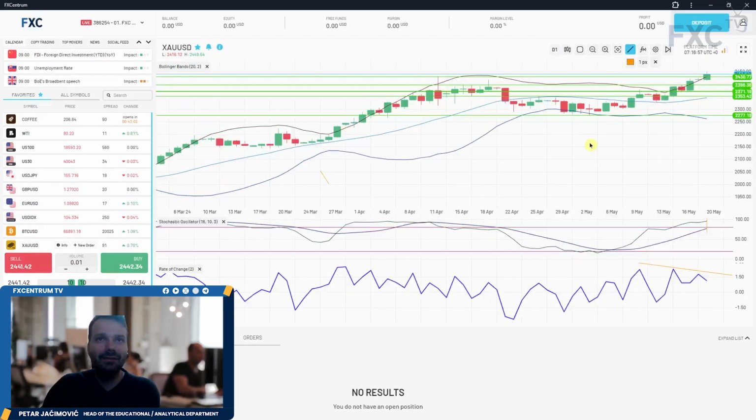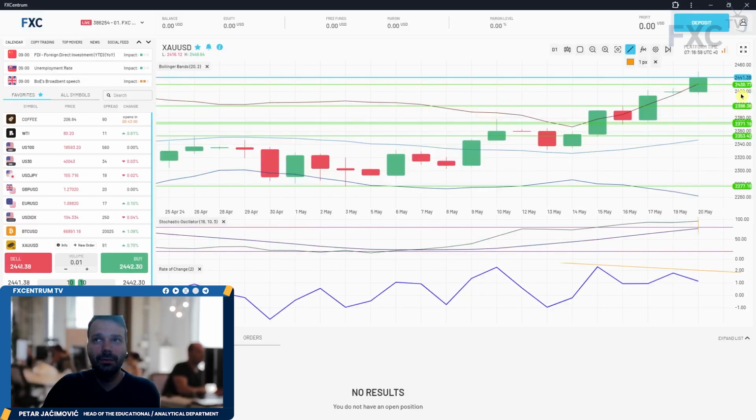So the next levels to watch. We have the 2450 and 2460 mark, just in case the market will continue with this upside movement for today.